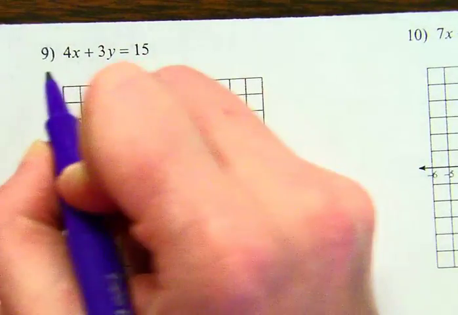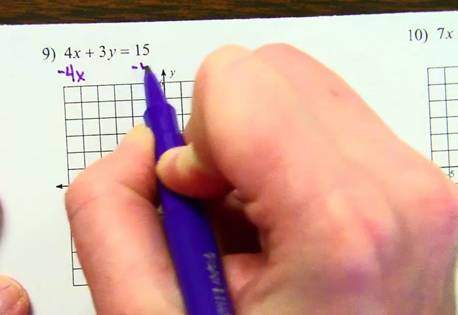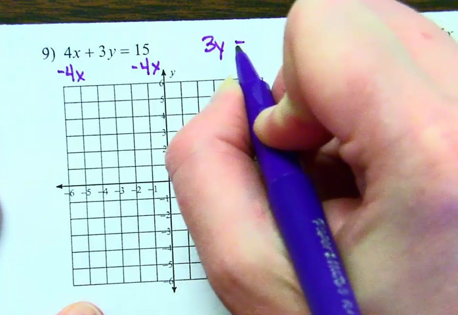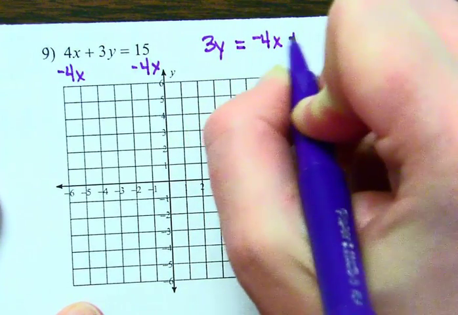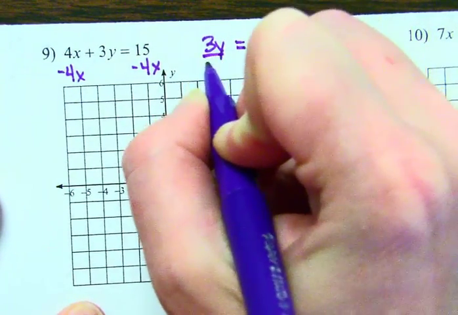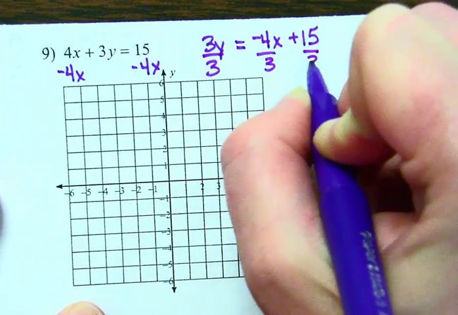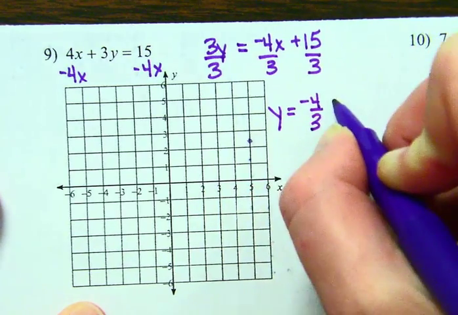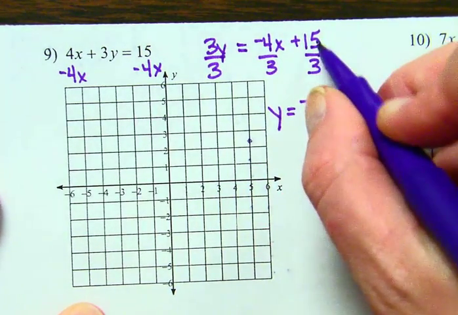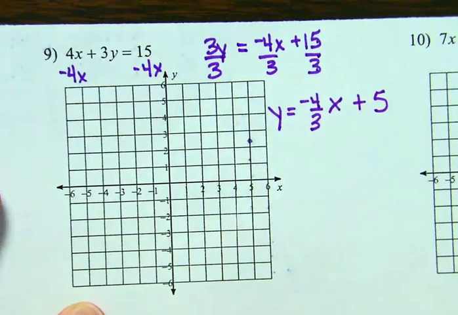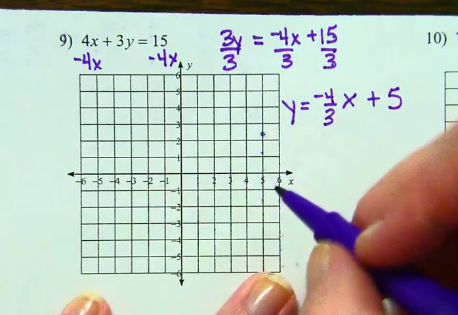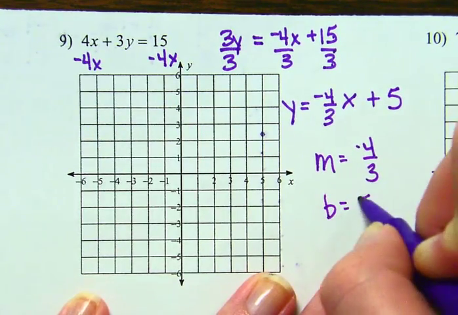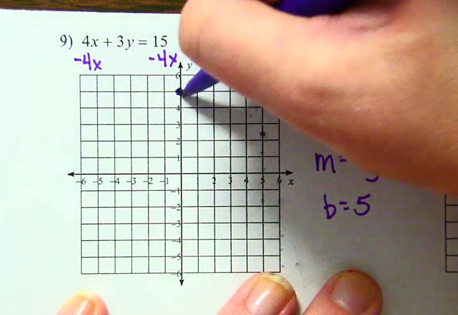Next, subtract 4x from both sides. 3y equals negative 4x plus 15. Divide everything by 3. Y equals negative 4 over 3x plus 15 divided by 3 is 5. My slope is negative 4 over 3. My y-intercept is 5. Start at 5.